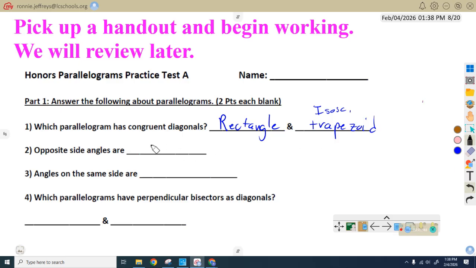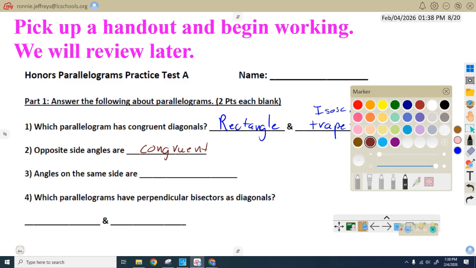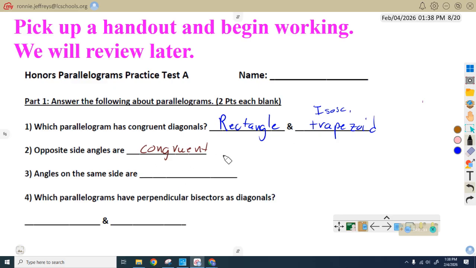Number 2, opposite side angles are parallel. Angles can't be parallel. They're congruent. Okay? And no, the answer is not opposite side angles are nice to each other. No, that's not the answer either. Okay. Some people said nice to look at. Okay. Angles on the same side are parallel.